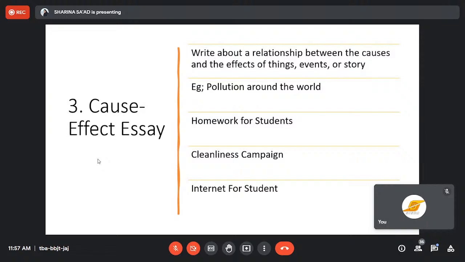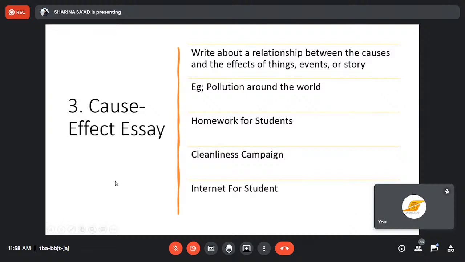So the essay topic is about pollution around the world. You have to write what are the causes of pollution and what are the effects of pollution. Okay, all right. And about cleanliness campaign, internet for students, the cost of internet, why are students spending so much time on the internet and not on their studies. Okay, so this is the cause and effect. When they spend too much time on internet, what is the effect?